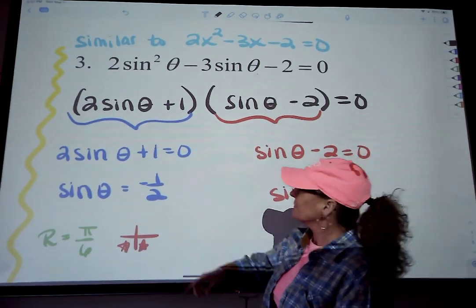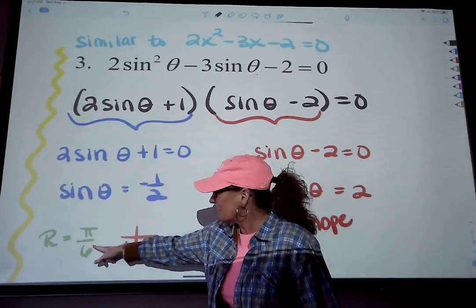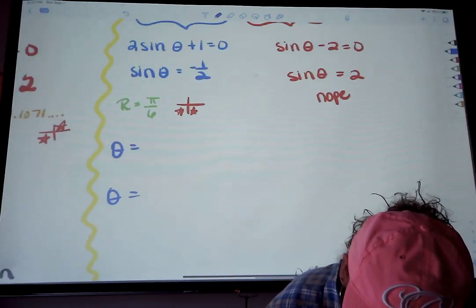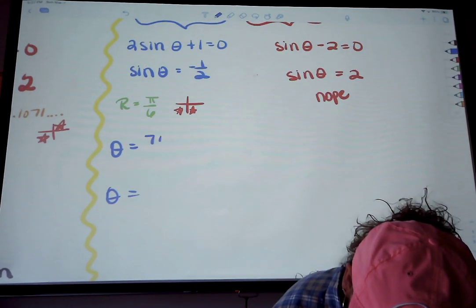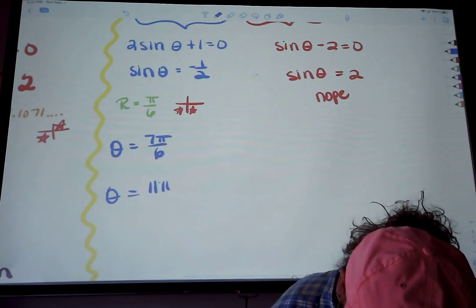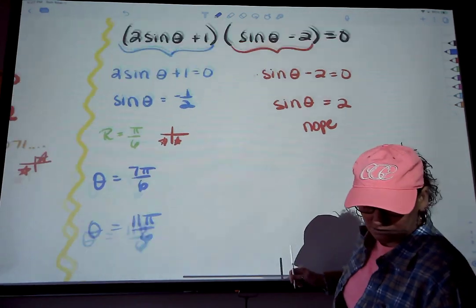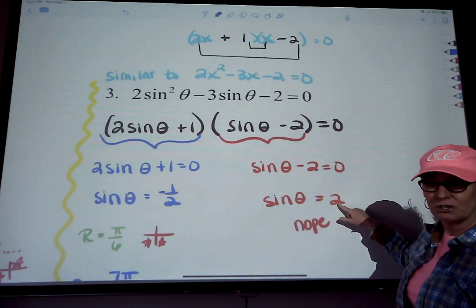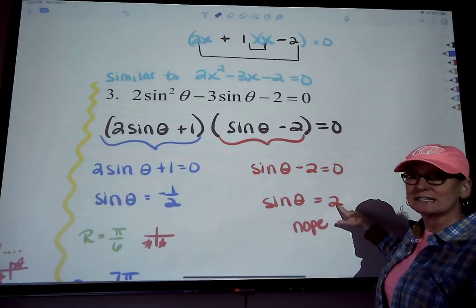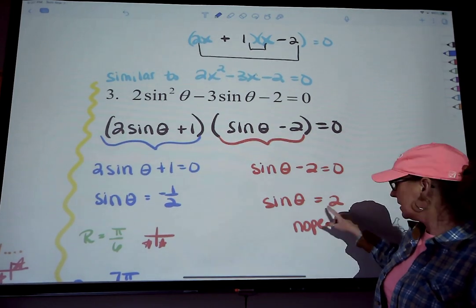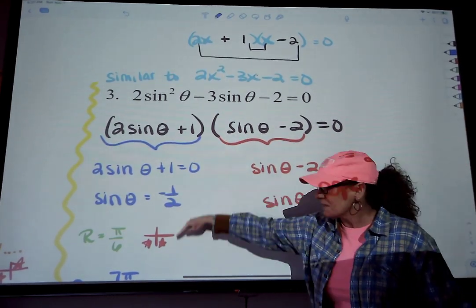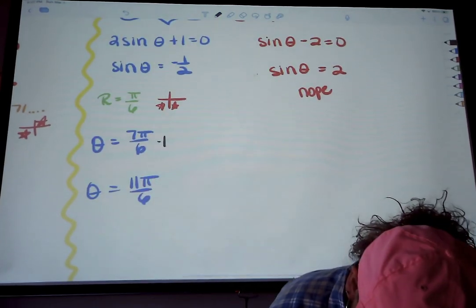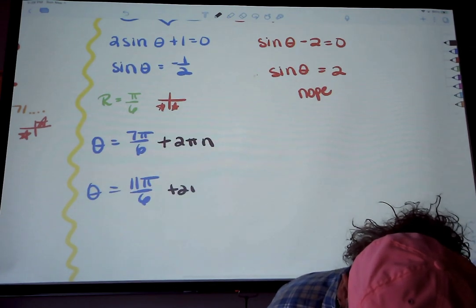got it, right? So, subtract 1, divide by 2, reference angle here. My blue answers turn out to be pi over 6, 7 pi over 6, and 11 pi over 6. And this was kind of funny how this worked out. Set that equal to 0. My sine fraction is 2. Nope. My sine fraction is never bigger than 1. So this doesn't produce answers. This one did produce answers. And plus 2 pi n, plus 2 pi n.